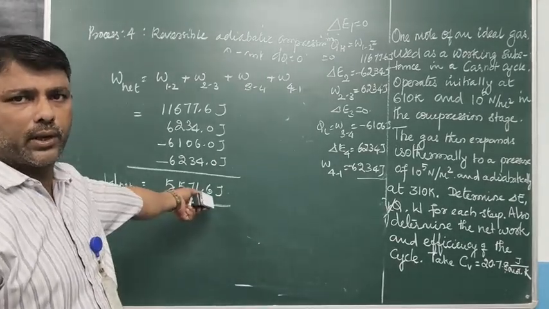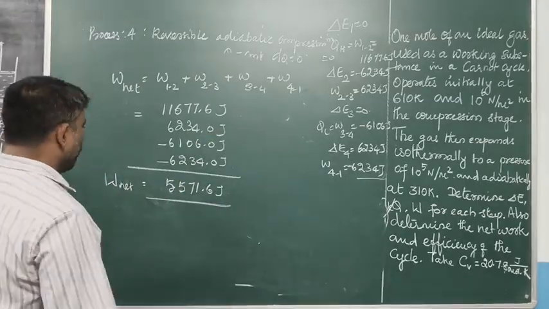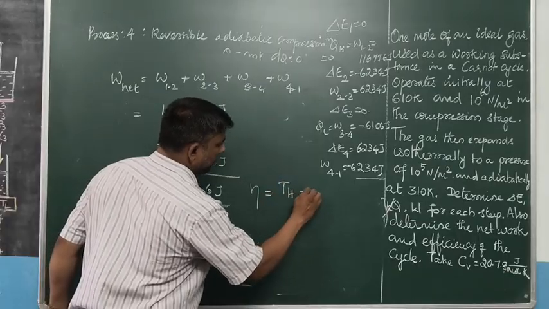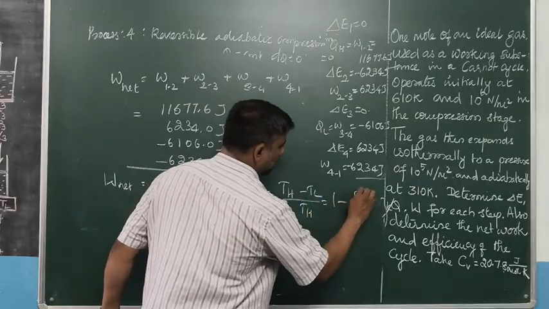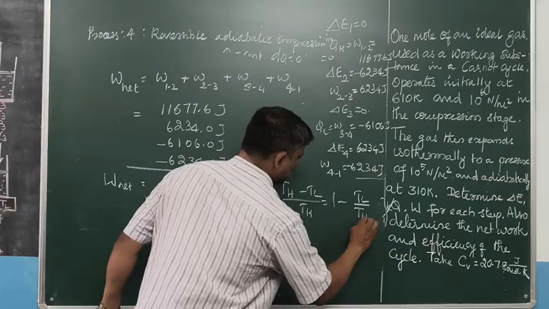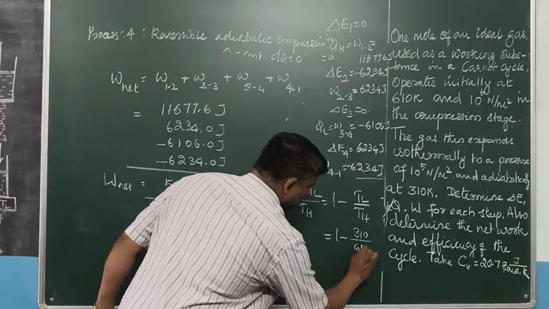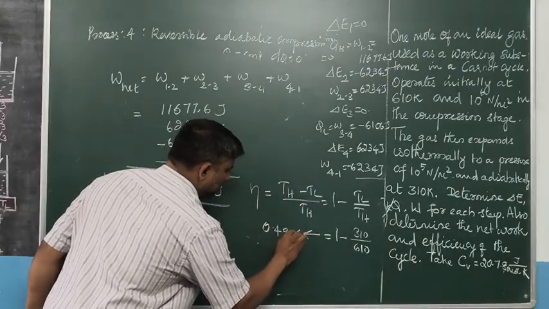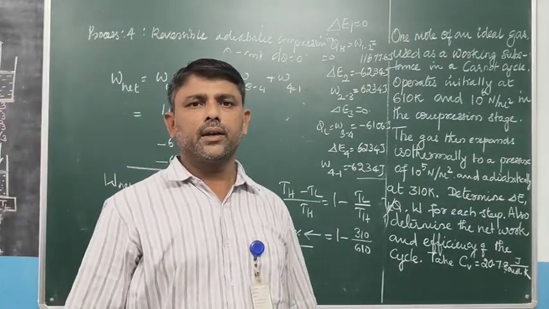It's a positive quantity, hence this is the amount of work done by the system. Okay. What about the efficiency? Efficiency is nothing but TH minus TL divided by TH, or you can write 1 minus TL divided by TH. That is equal to 1 minus 310 divided by 610. The answer becomes 0.49. This is the efficiency of this Carnot cycle. Okay, clear? Thank you.